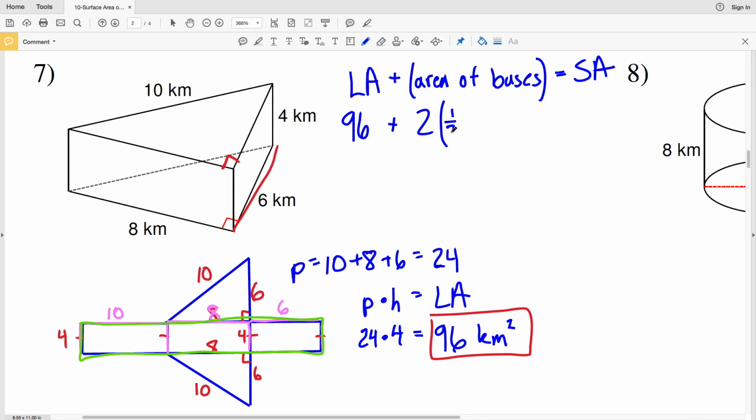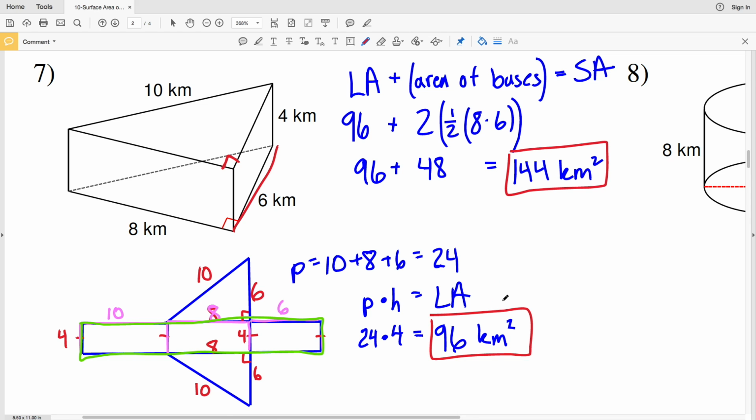So it's going to be 1/2 times the legs of that right triangle, which were 8 and 6. So if we have 96 plus 2 times 1/2, which is 1, and 1 will get multiplied to 8 times 6. And we know that 8 times 6 is 48. So our surface area is 96 plus 48, which is 144, and that's kilometers squared. So our lateral area is 96 kilometers squared, and our surface area is 144 kilometers squared.